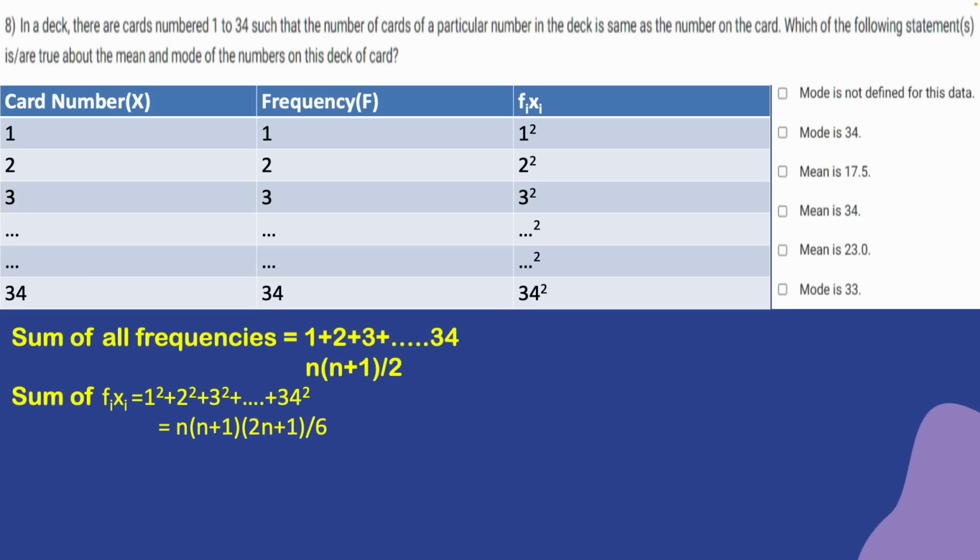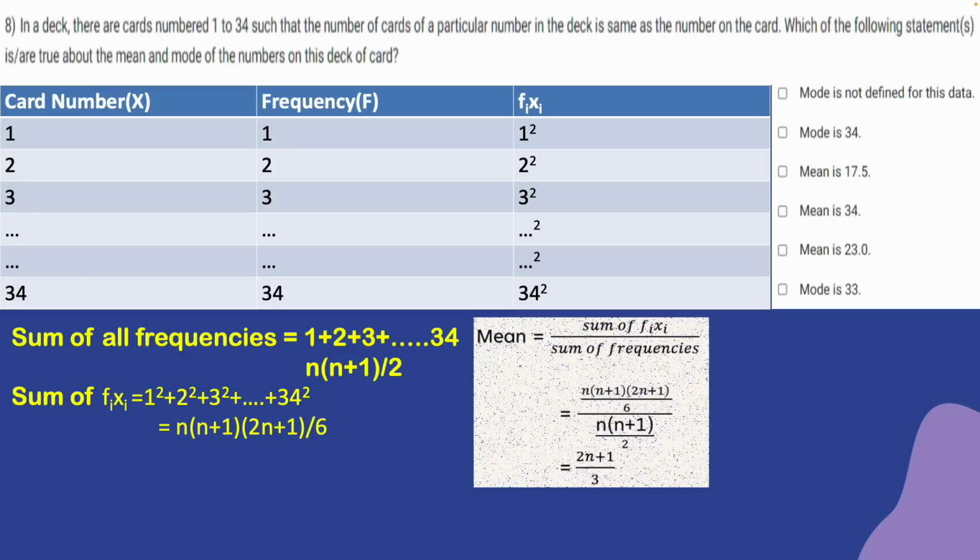So sum of all frequencies will be 1 plus 2 plus 3 plus up to n terms. So we know our general formula, which is n into n plus 1 by 2. And if we want to find the sum of squares of n natural numbers, that will be n into n plus 1 into 2n plus 1 by 6. Okay, and we know mean equals sum of fx by sum of frequencies, so n into n plus 1 into 2n plus 1 by 6 divided by n into n plus 1 by 2, and after doing a series of calculations we will get 2n plus 1 by 3.